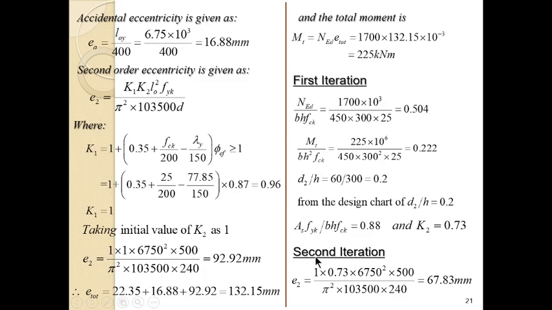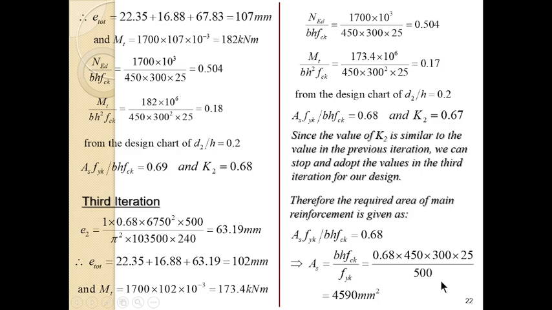With that, we can now go to the second iteration. In our second iteration, we still go back to this formula to calculate E2. But in this case, K2 will not be 1 again. K2 will be the new value of 0.73, which we have gotten. So we now put that in. You can see that this is the same equation, D and all those things, but K2 is now 0.73. That gives us a new value of E2 as 67.83.